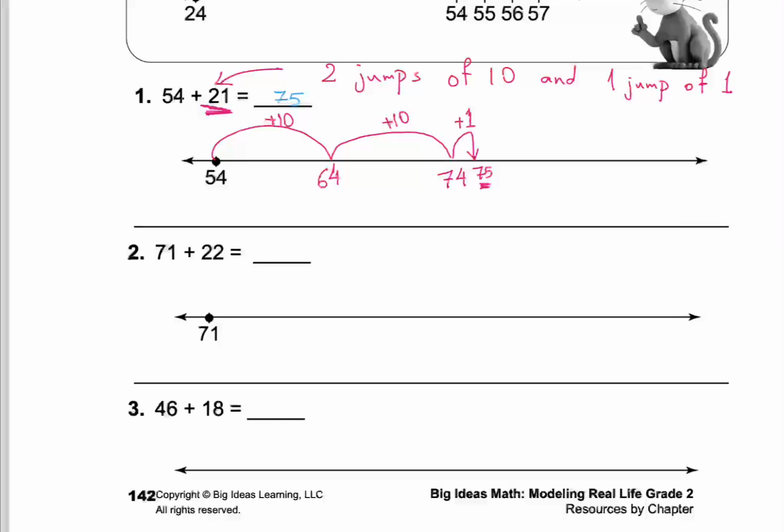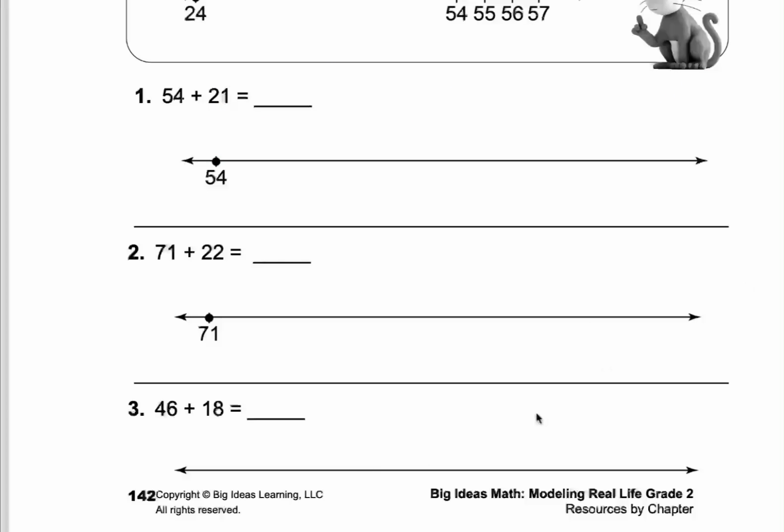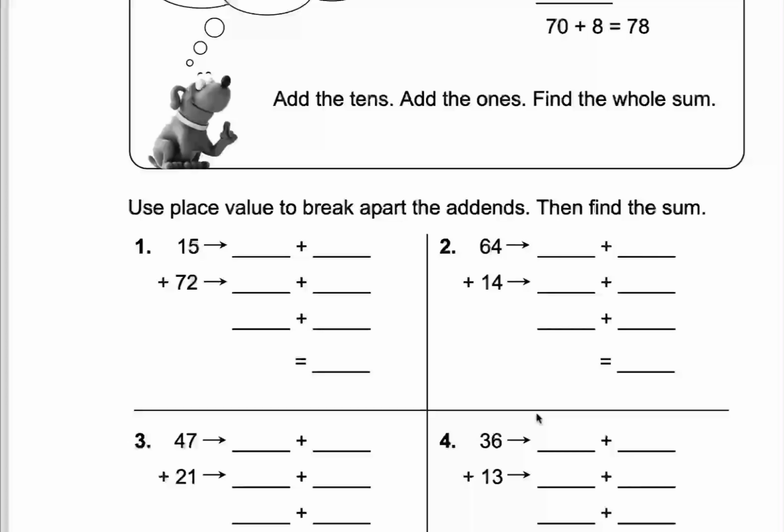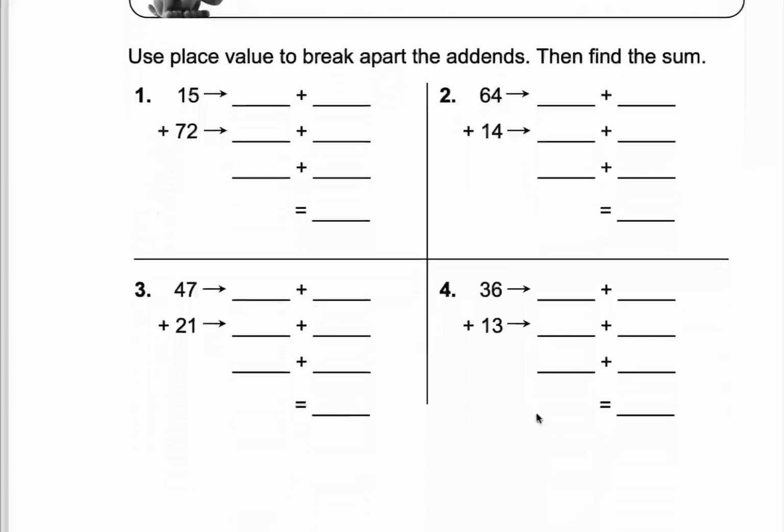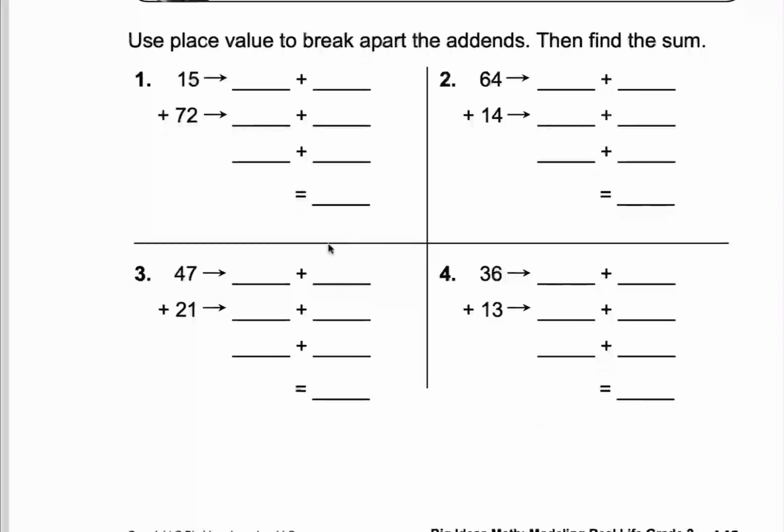Okay, now let's move to the next lesson. In the next lesson, we add using place value. So let's solve one of these questions. Let's solve the first one. We rewrite 15 as 10 plus 5. We have 1 ten and 5 ones. 72. How many tens and how many ones? 7 tens, so 70. And how many ones? 2.